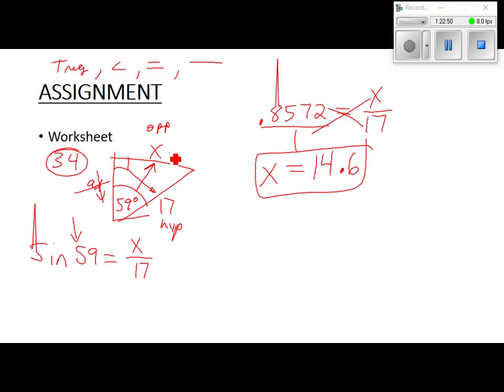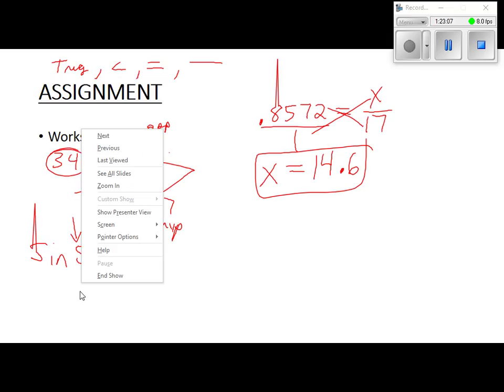Pick me one on that same page where we're looking for an angle. 32? Problem 32, we're looking for an angle. If that confused you, we'll do another one here in a minute. We'll do as many as we can till 2:30. Problem 32, this time we're looking for an angle.